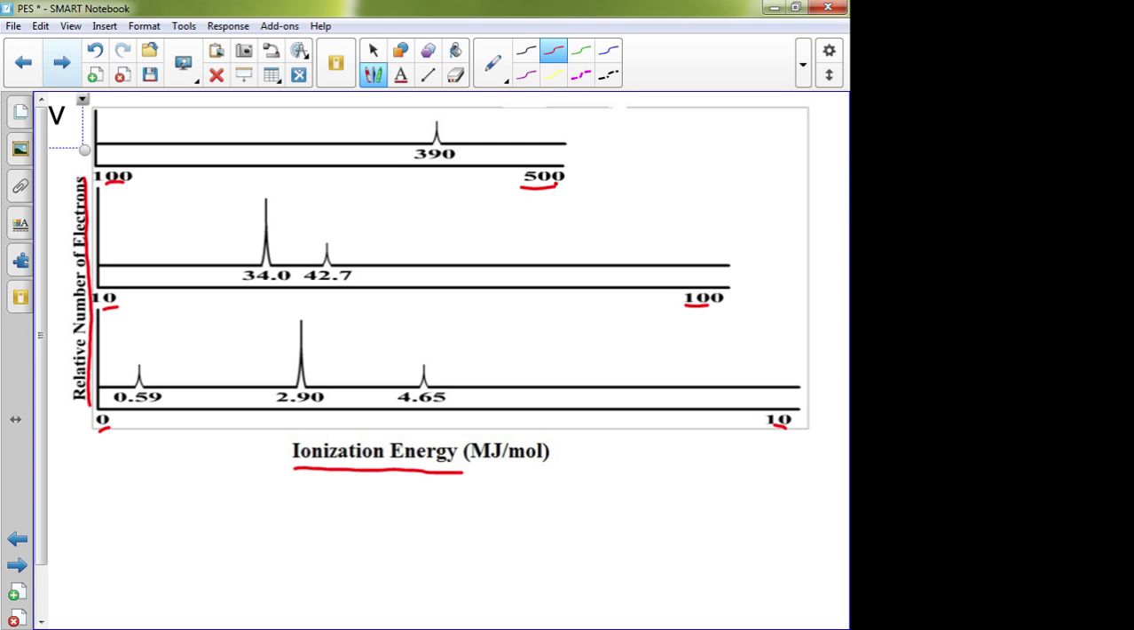Do we see that? So 390 has to represent what? 1s2, right? So this is calcium. This one represents 2s2, and then this one would be 3s2, then 3p6, and then this would be 4s2. So what element is this? Calcium. It's easy. Not too hard. We see this? Pretty easy, right?